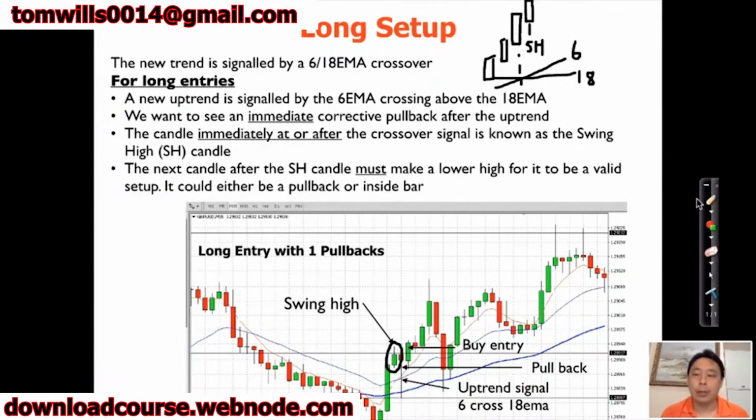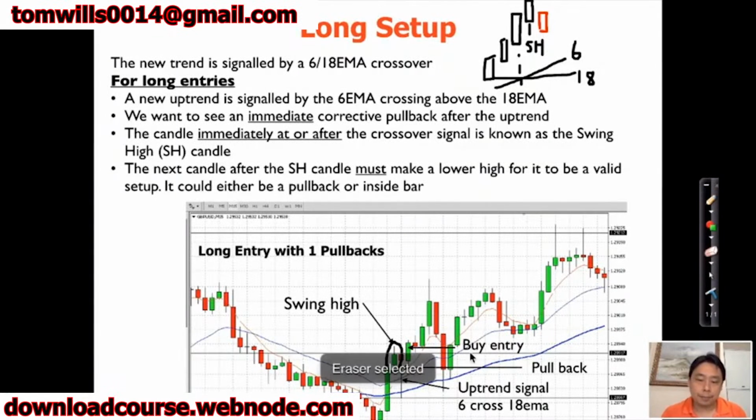All right, so in other words, right after the swing high candle, we need to have the next candle making a lower high. A lower high and a lower low will create what we call a pullback. Remember the pullback? Or it could create a lower high, but a higher low, creating an inside bar. Whatever the case, it must have a lower high relative to the swing high candle.